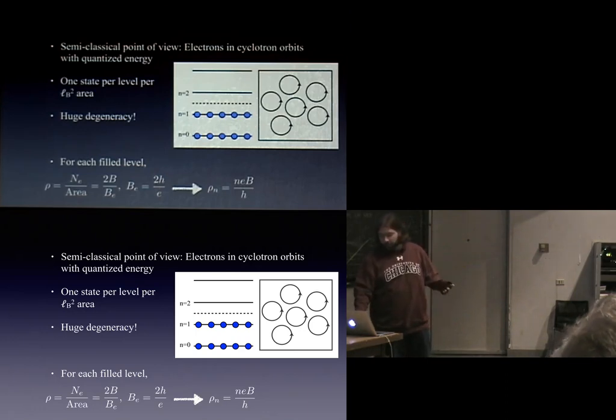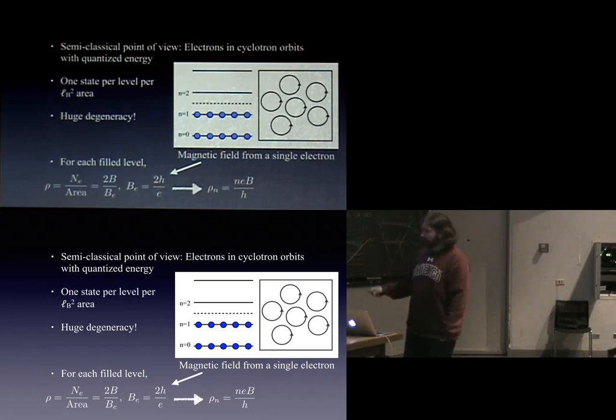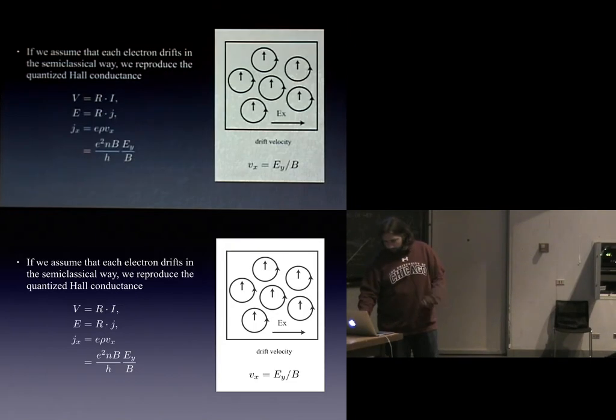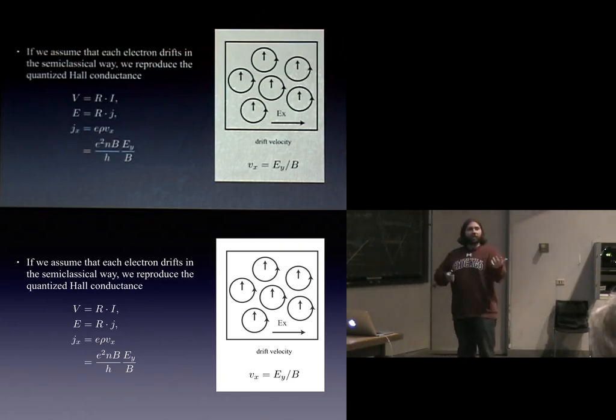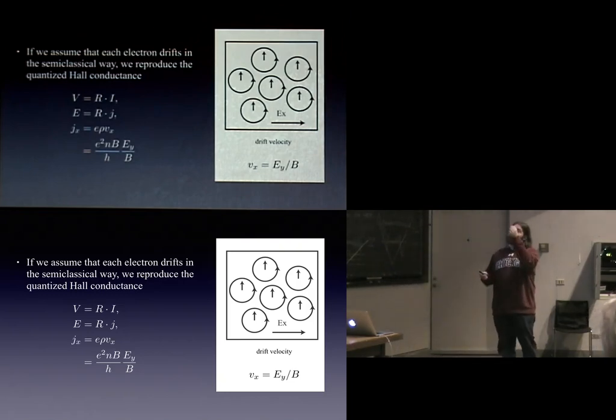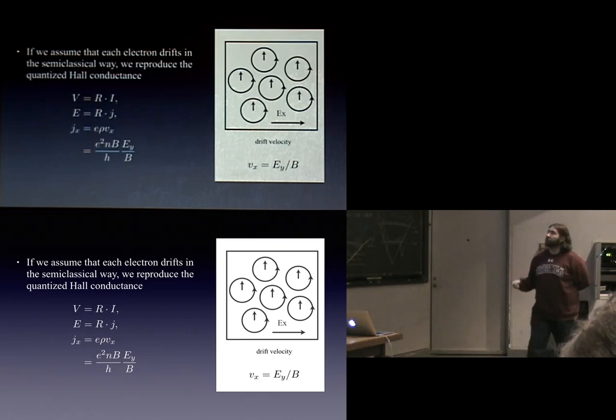And then I can ask, how much does each one drift? So again, this is just the magnetic field from a single electron. It's not important. So, doing this in a quasi-quantum mechanical way, we're going to assume that each electron drifts in that semi-classical way, even though some of them are on top of each other, and then we just go through the algebra, right?